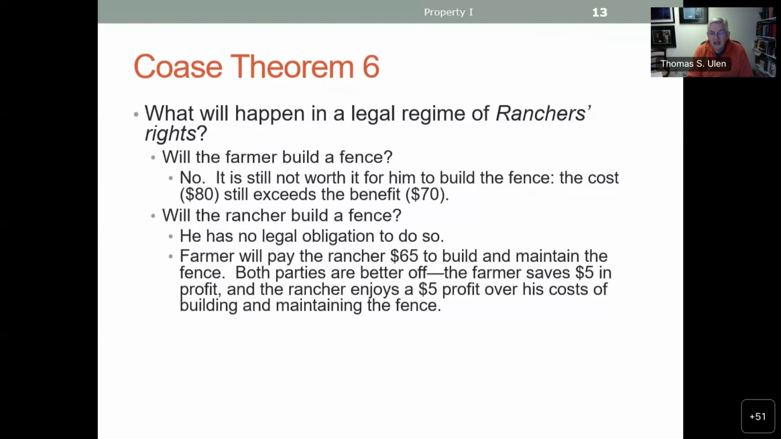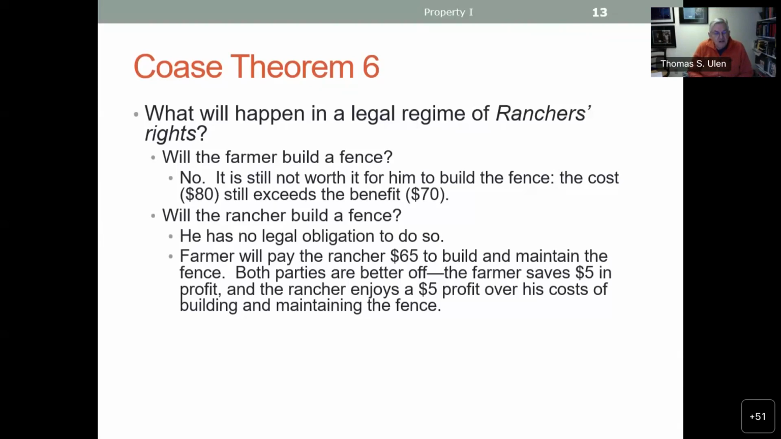He has no legal obligation to do so, and it's going to cost him $60 to do that. But why should he incur that cost? Well, here's the trick. The farmer has an incentive to pay the rancher some price between $60 and $70 to build and maintain the fence every year. And here's the key. Both parties are better off.